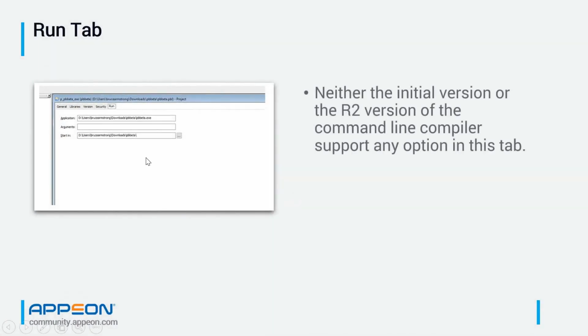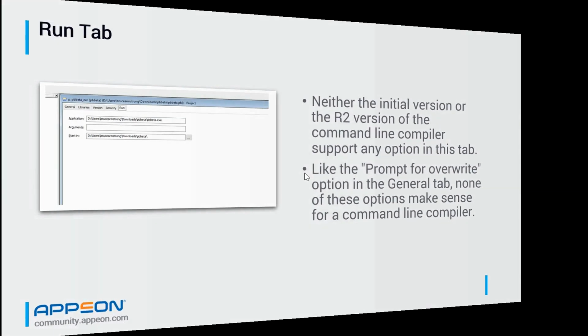The Run tab isn't covered, but remember that prompt for overwrite? These options are kind of like that, in that it doesn't make sense to have a command line compiler support these options. Okay, this is for if you right-clicked on the project and hit Run, what would happen? Well, that's not something you're doing with your command line compiler. So this one was basically ignored, and for good reason.